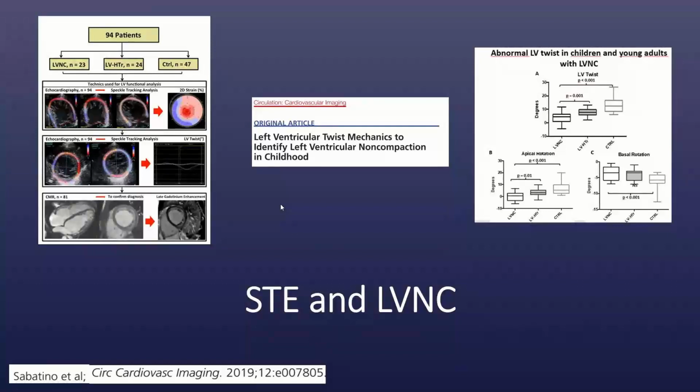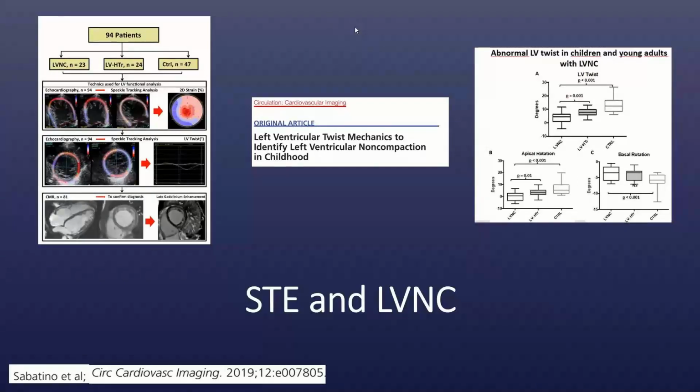Recently, our group tried to use not only longitudinal strain, but also to study the twist mechanics of the left ventricle in situations where sometimes it's difficult to get the right diagnosis. This is a study on patients with left ventricular non-compaction. We studied 23 left ventricular non-compaction young patients, and 24 young patients with left ventricular hypertrabeculation as classified by using CMR as gold standard, and 47 healthy young patients.